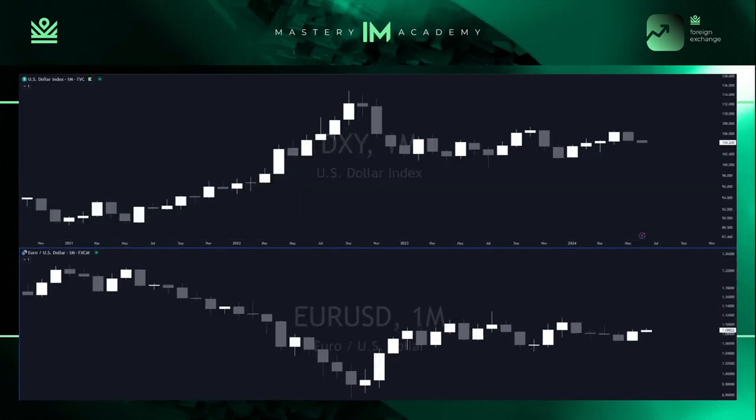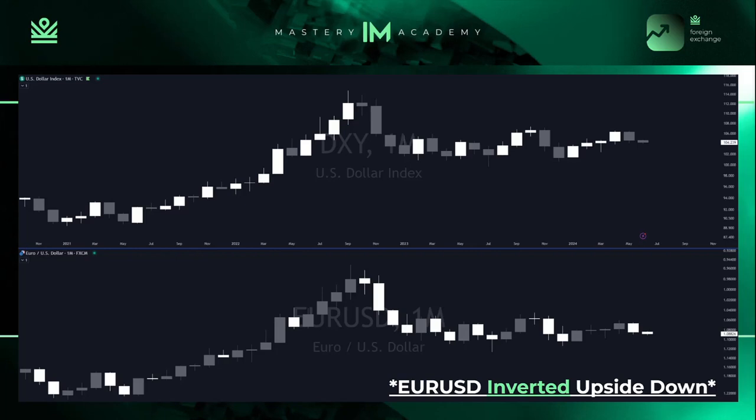In this chart, we have the US dollar index on the top and the Euro USD on the bottom. What do you notice amongst the peaks and valleys? I'm going to invert the Euro USD now so you can see it from a different perspective a little more clearly. Looking at the market this way, it's very easy to identify the correlation. Now, there are several reasons why this happens, so let's get into some of the specifics.